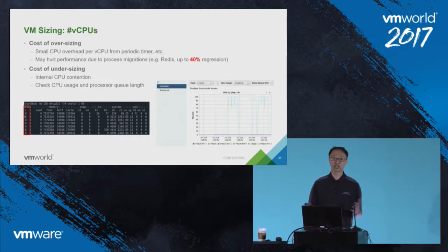It's basically the length of the ready queue and how many threads it's trying to get to run at any given point in time. And this gives us a good indication of undersizing of a VM in terms of the number of vCPUs.